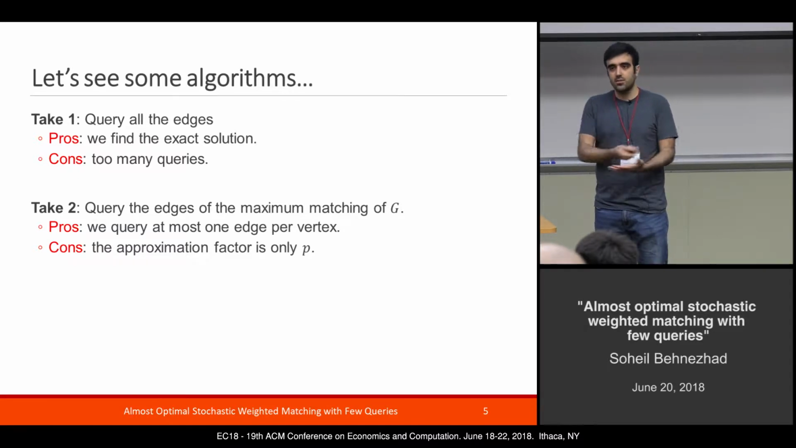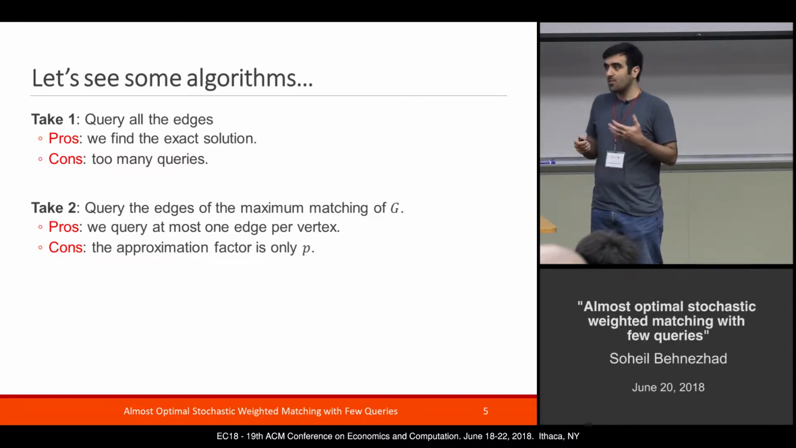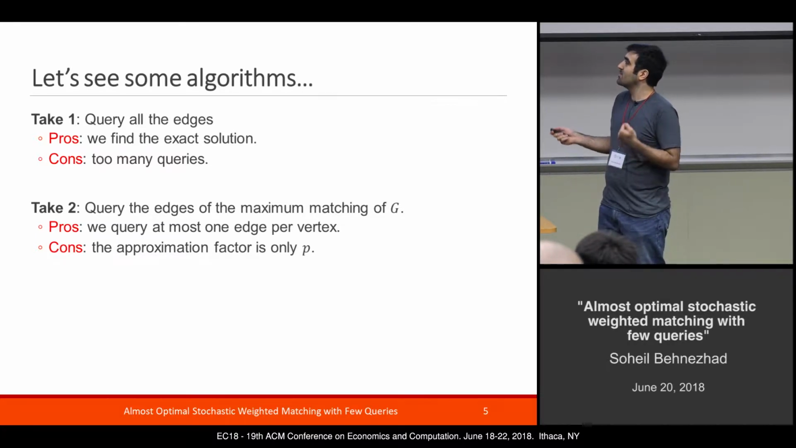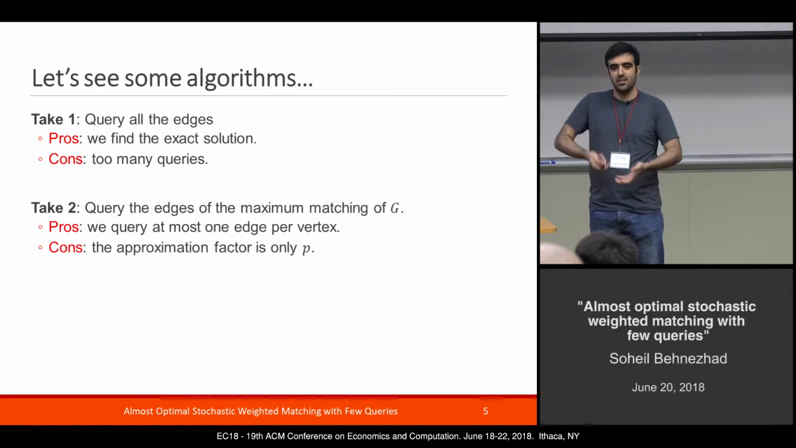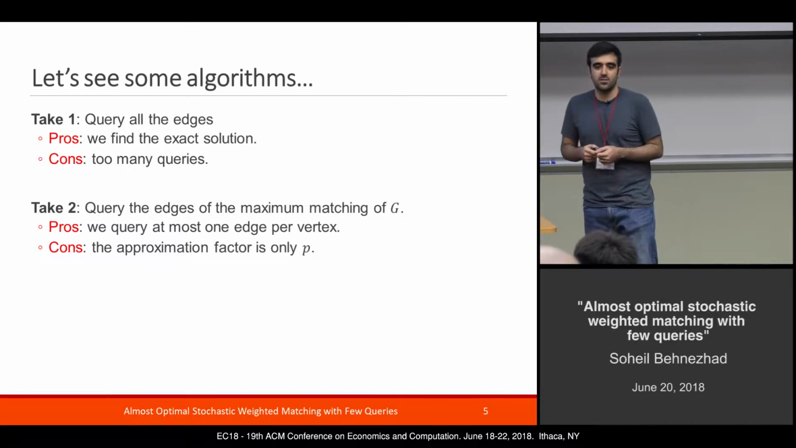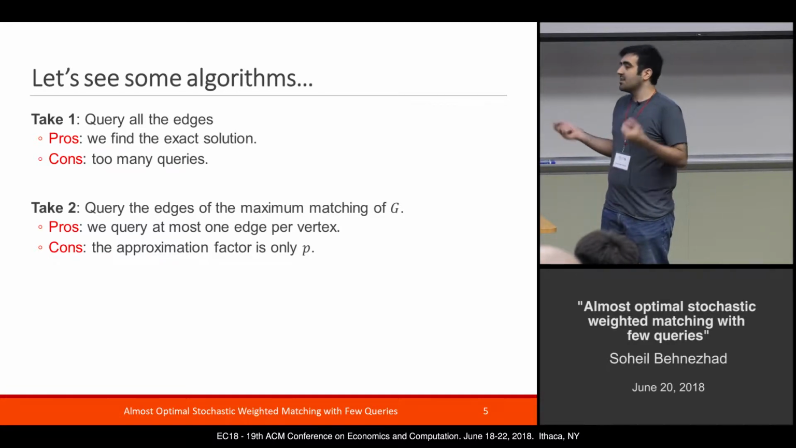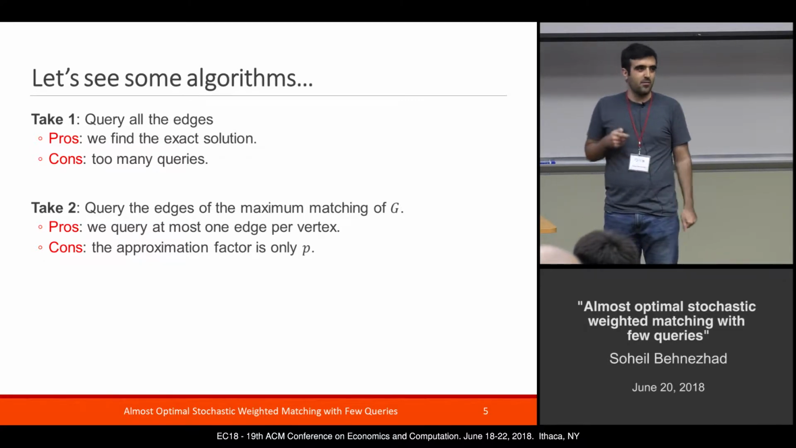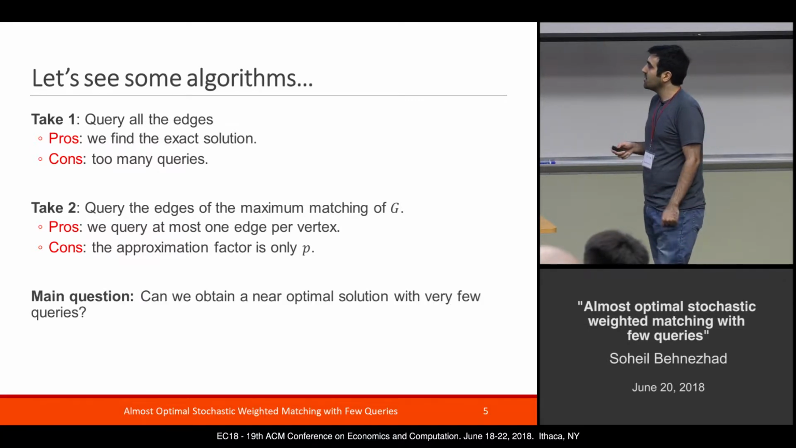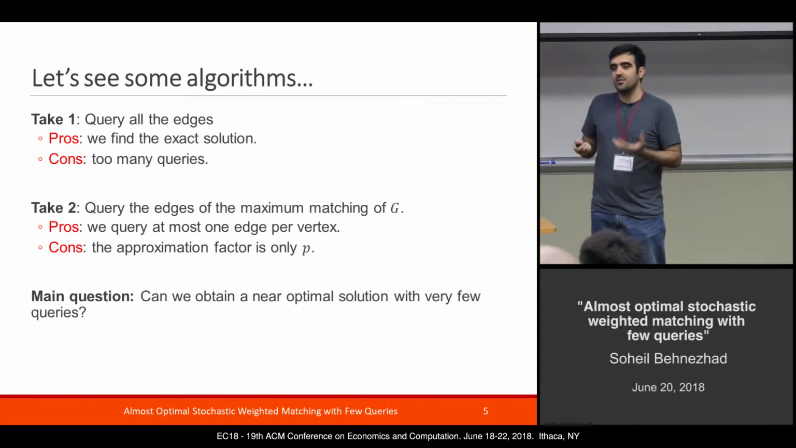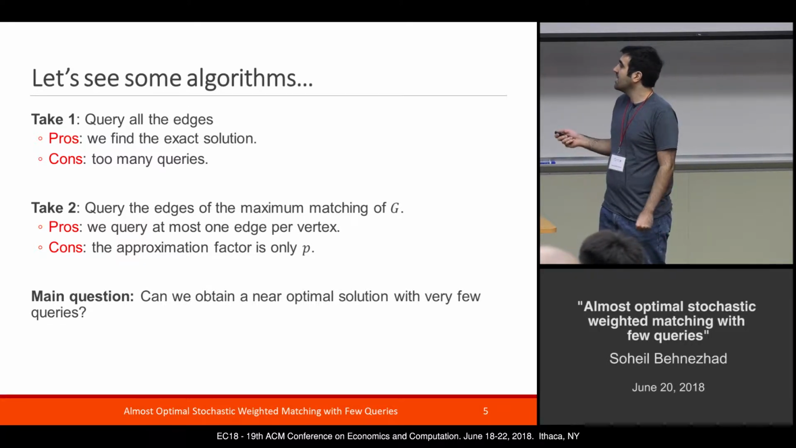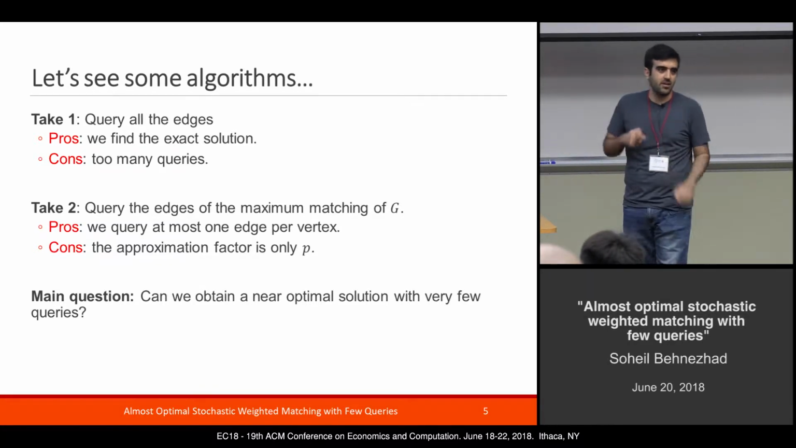Another approach is just to take a maximum weighted matching and query its edges. The problem with this approach is that the only approximation factor that you can guarantee is our realization probability p. Because if you take a matching, only a p fraction of its edges are going to realize, right? But the good thing is that we query only one edge per vertex, right? So the main question really is, can we combine these two factors and get a near optimal solution with very few queries per vertex or not?